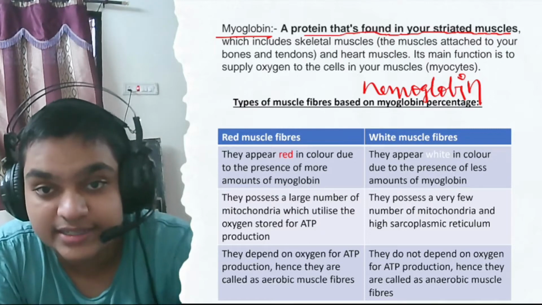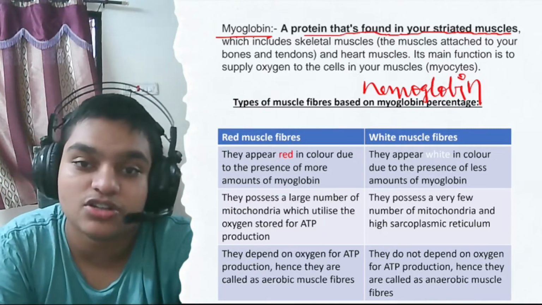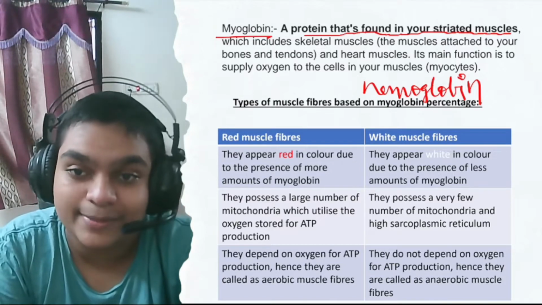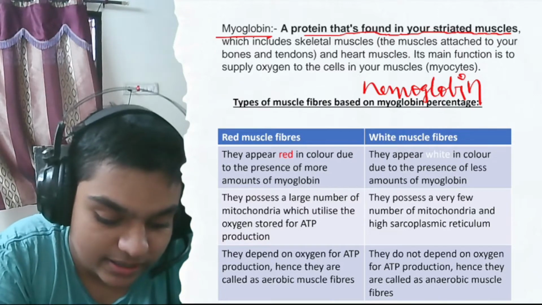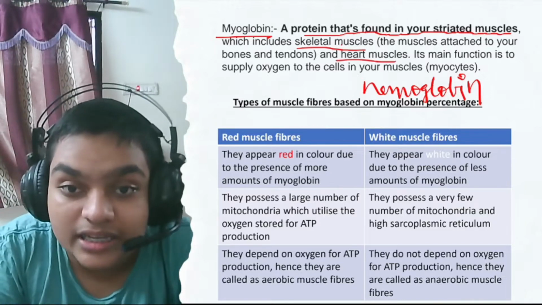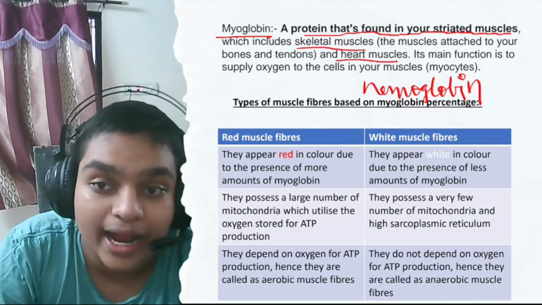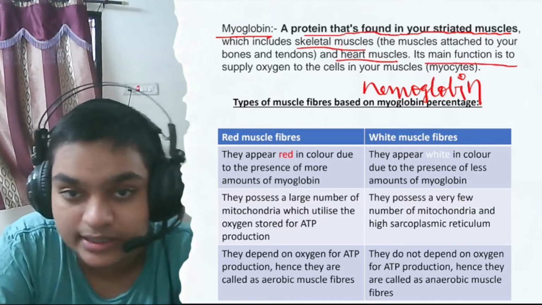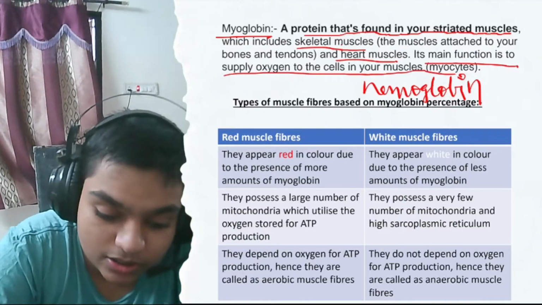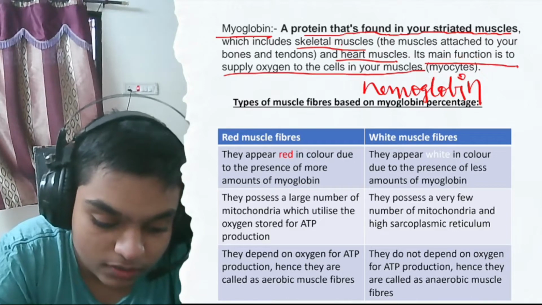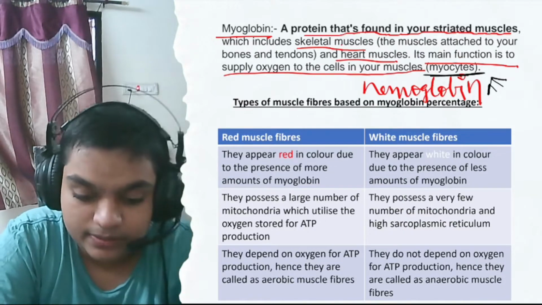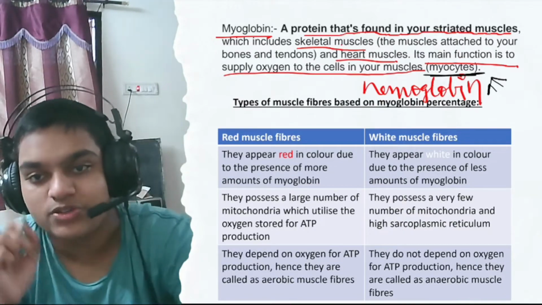In the day before yesterday's lecture, while discussing the classification of muscles, we saw which muscles are striated and striped. We found that skeletal muscles and cardiac muscles are striated and striped. These have the presence of myoglobin, and its main function is to supply oxygen to the cells of the muscles. The cells of the muscles are also called myocytes. Please make a note of this wherever you are writing your notes. Myocytes.